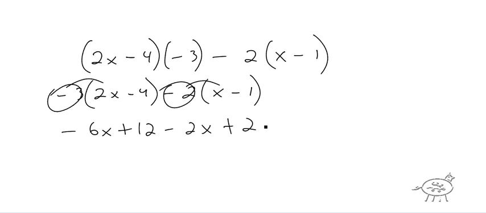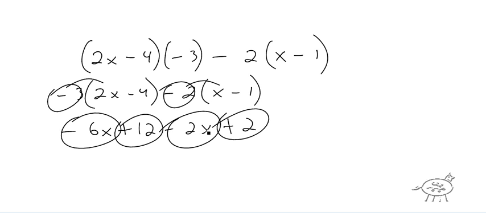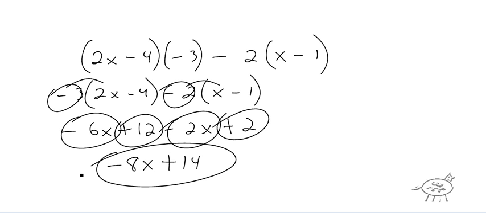Okay, that's actually 90% of the battle is just distributing. Because combining like terms is actually pretty easy. Okay, let's circle these guys. And so it's negative 6x minus 2x, 6 plus 2 is 8. So it's negative 8x. 12 plus 2 is 14. Positive 14. Don't forget that. Sometimes people forget the positive 14. They just write negative 8x and a 14. I'm like, okay, well, what is the sign?